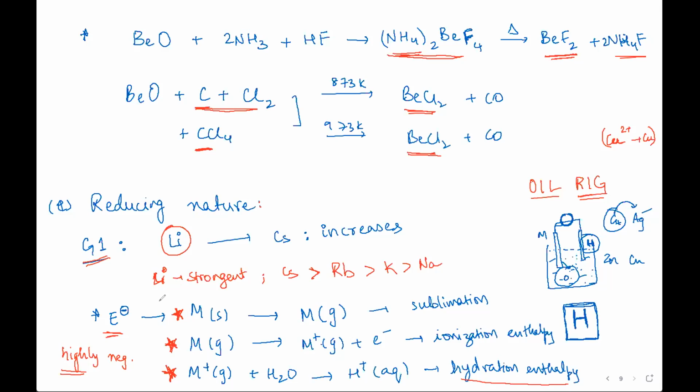And E naught depends on these three things. This is what happens during the reduction process. So for an electrode to go into solution, first the individual atom needs to separate out of the solid electrode. So there is sublimation involved. Then the neutral gaseous atom should lose an electron, which depends on ionization enthalpy, and the atom should be dispersed in the solution, which involves hydration enthalpy.